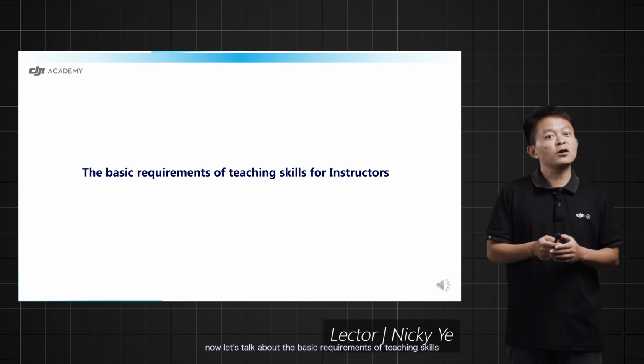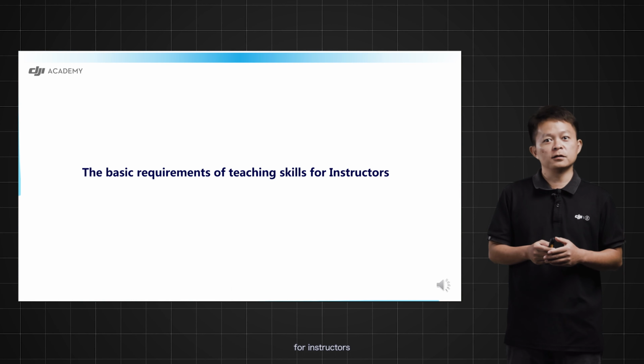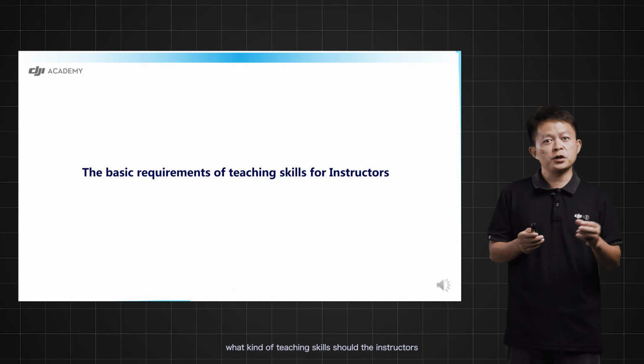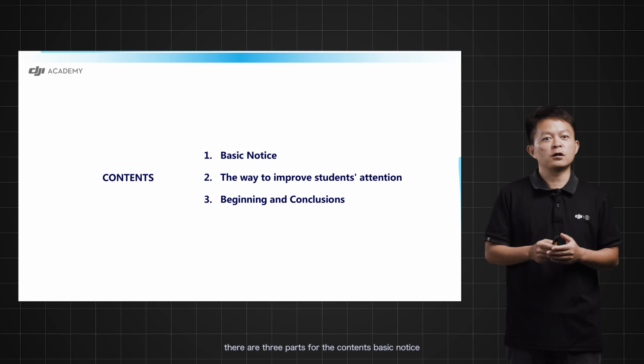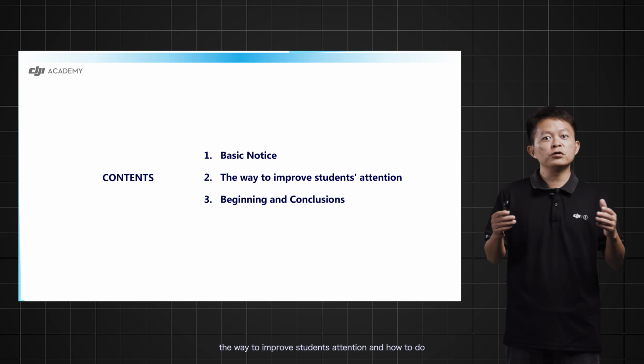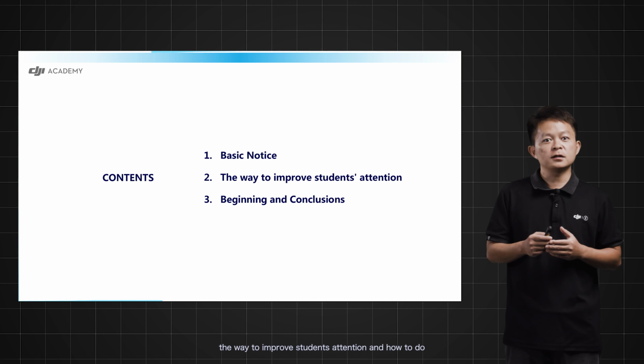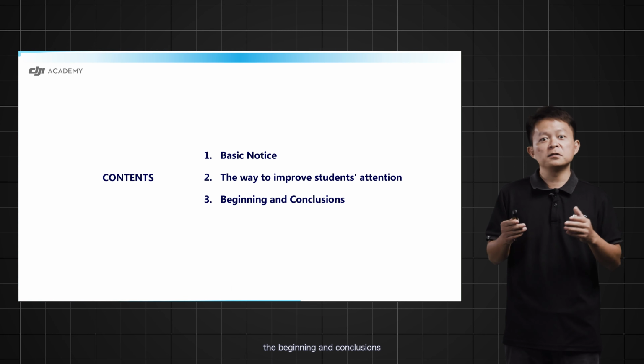Now, let's talk about the basic requirements of teaching skills for instructors, by which I mean what kind of teaching skills the instructors should have. There are three parts for the contents: basic notice, the way to improve students' attention, and how to do the beginning and conclusions.